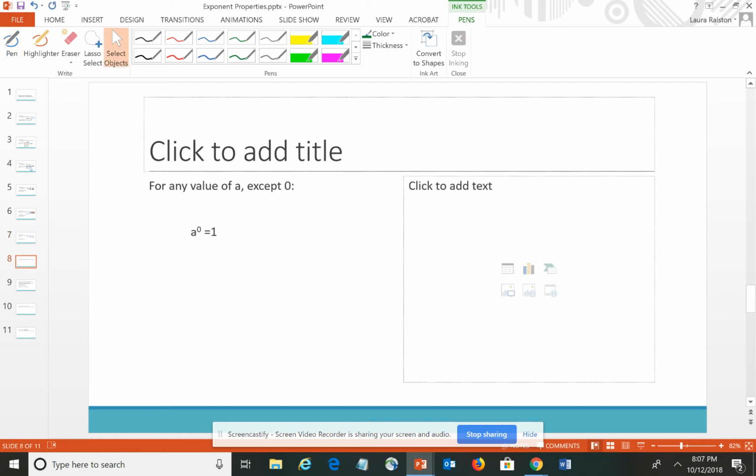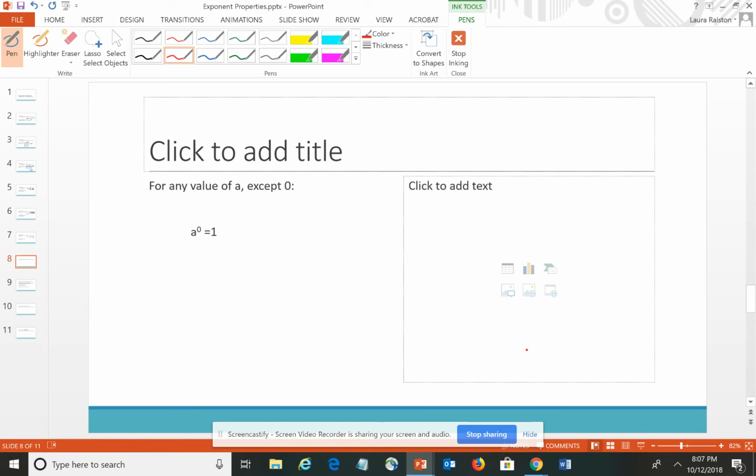Finally, the last property is one of those properties in mathematics that you just got to accept that's the way it is. And that is that any base to the 0 power is always and forever 1.